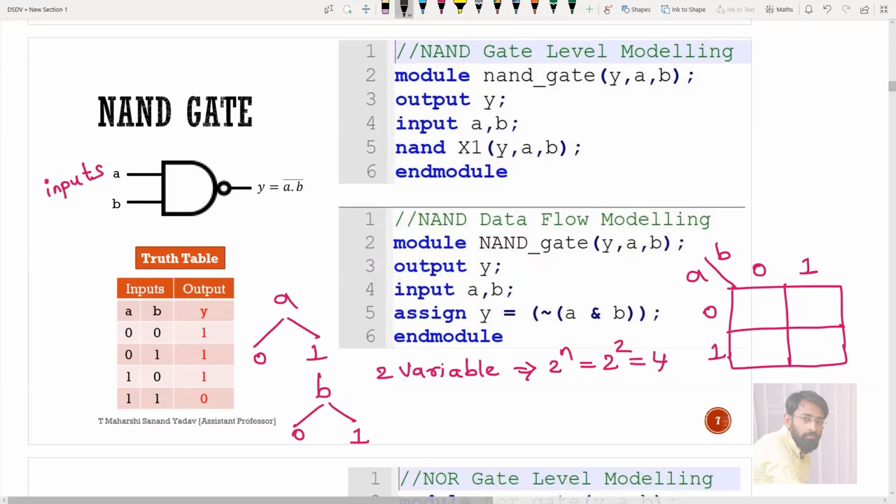Next, see the equivalent. 0, 0 equivalent will be 0. Similarly, 0, 1, see here 0 and 1, it will be 1. Next, 1, 0 equivalent is 2. Next, 1 and 1 equivalent is 3.